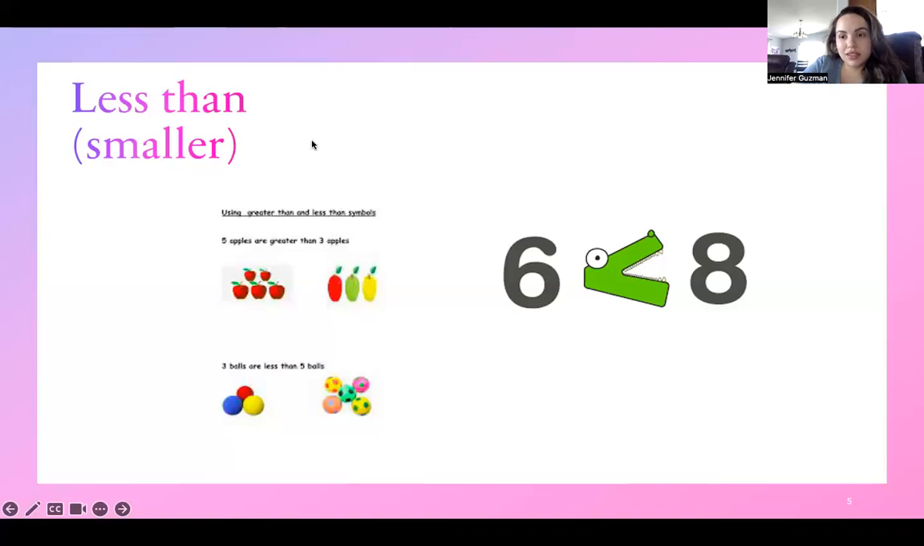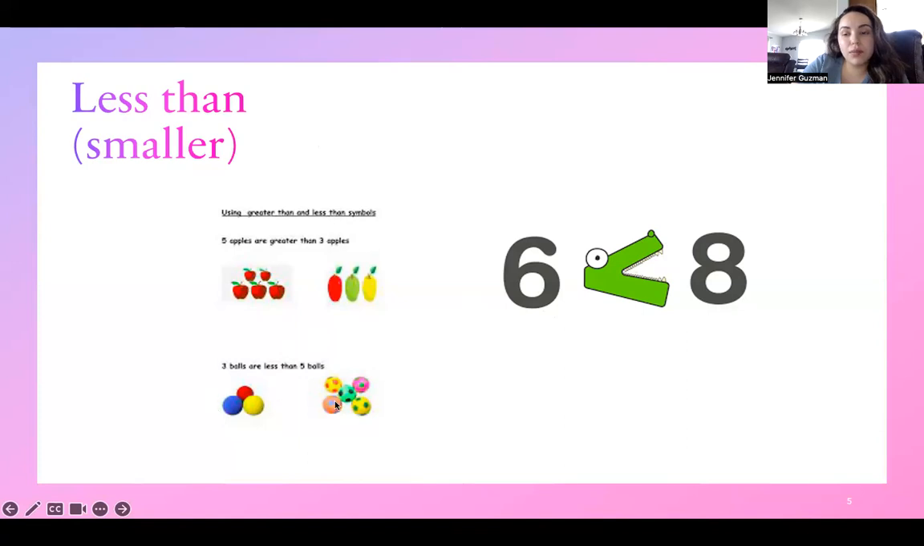Here we have less than, which means smaller, which is something very similar to what I did for greater than. So here we have a number 6 and a number 8. So the number 6 is smaller, therefore the alligator is going to eat the number 8.